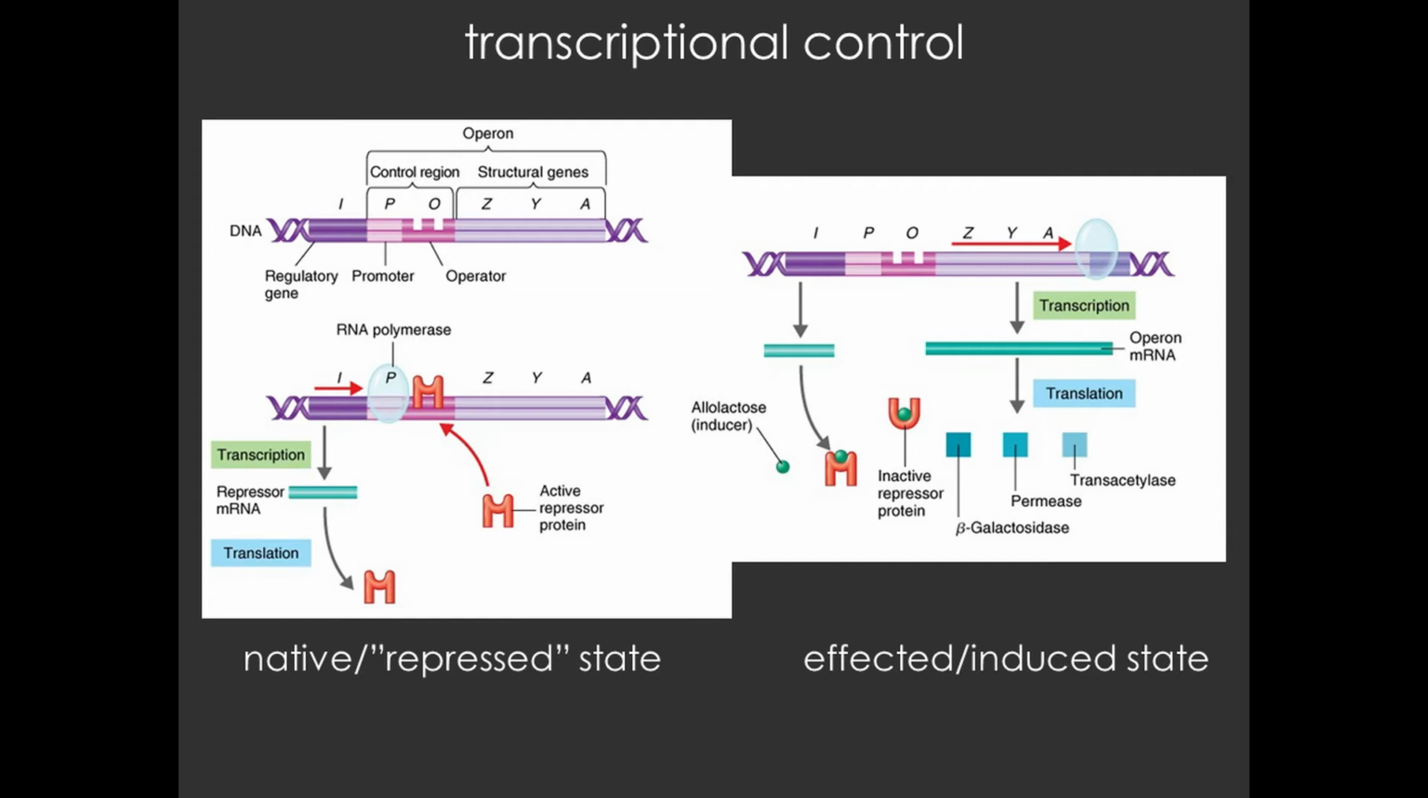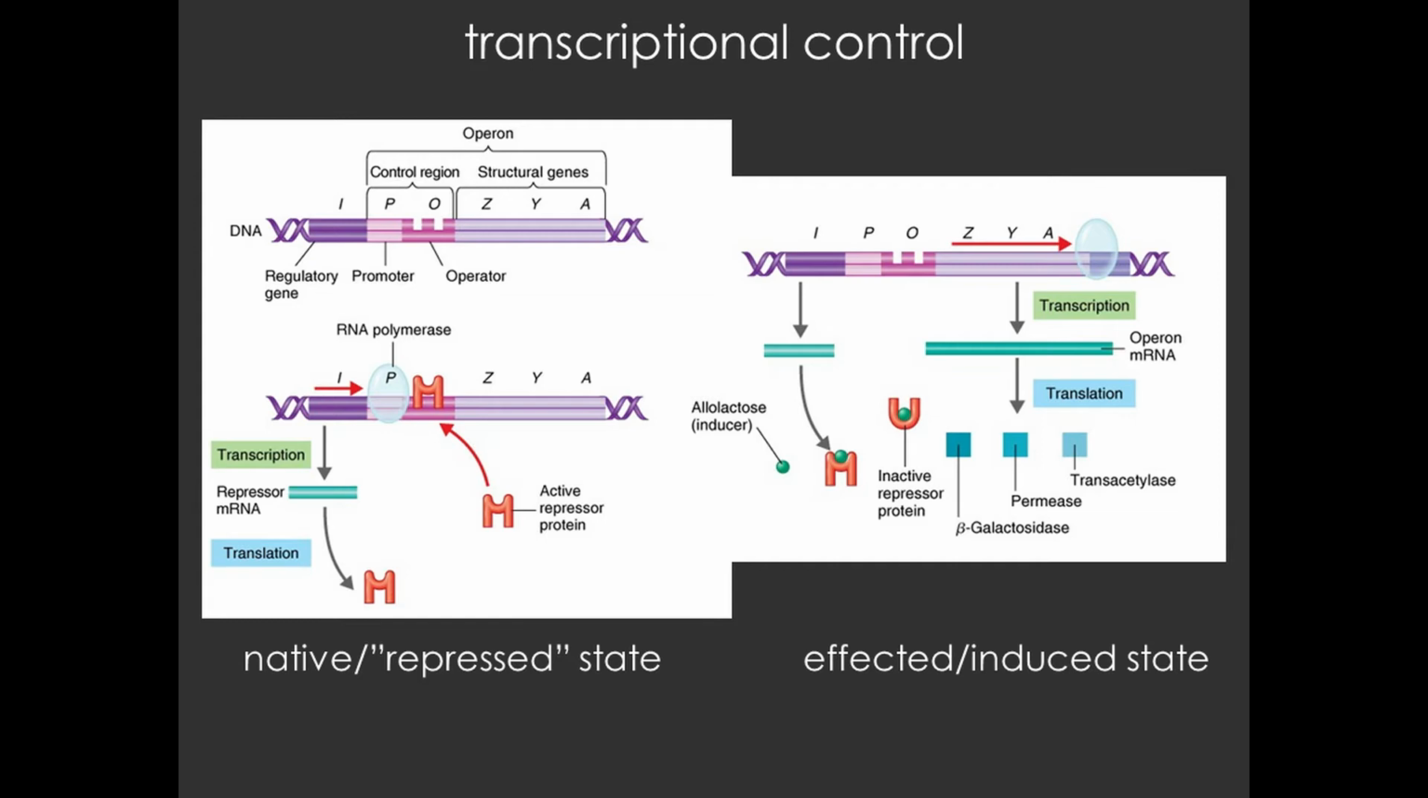So effectors bind the allosteric sites of repressors. In the case of an inducible operon, the effector binds to the repressor and inactivates it. And so we call that effector an inducer because it is inducing the operon by shutting off the repressor.